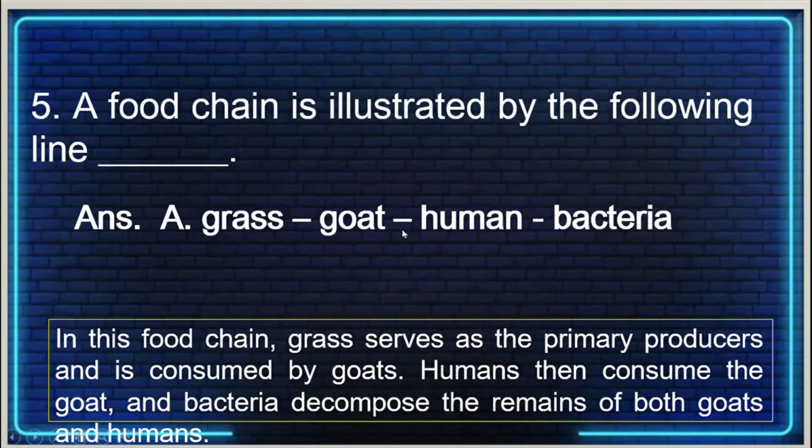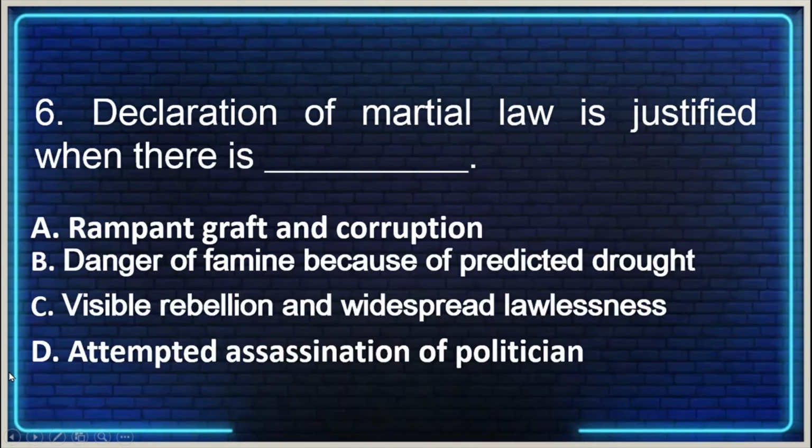Grass, goat, human, bacteria. Okay, so in this food chain, grass serves as the primary producer and is consumed by goats. So grass is eaten by goats. And humans then consume the goat, and the bacteria decompose the remains of both goats and humans.